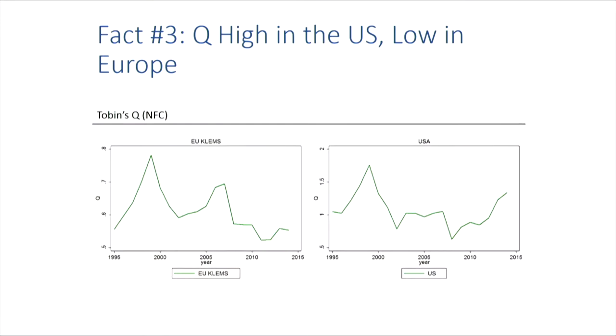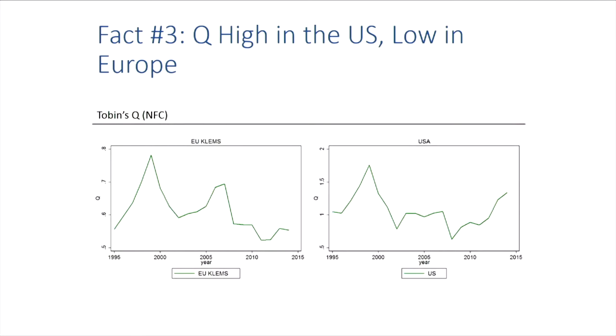Comparing the level of Q between Europe and the US is a huge pain in the neck, because of the treatment, in particular of the treatment of land. Because if you think about the firm, you have the intellectual property, equipment, structure. You also have the land that they own, and it's not treated exactly the same way. So it's hard to compare in levels between the US and Europe.